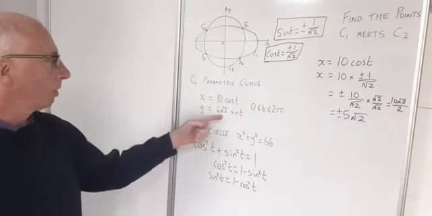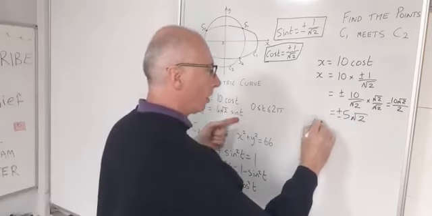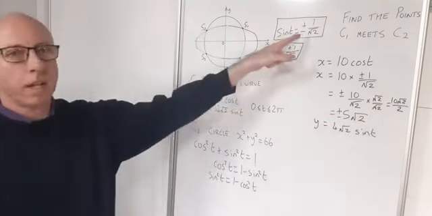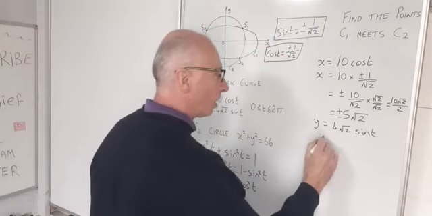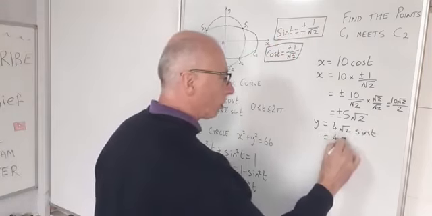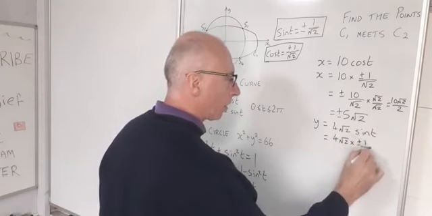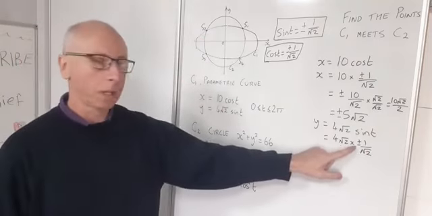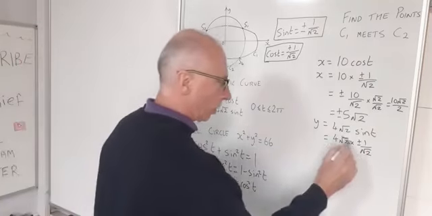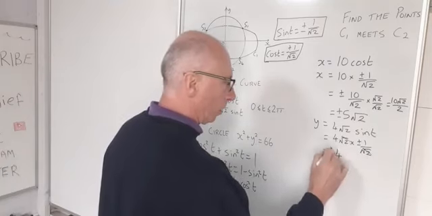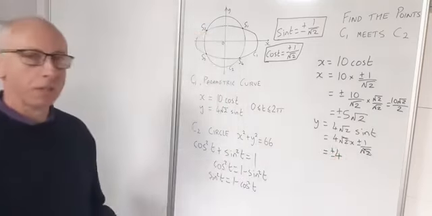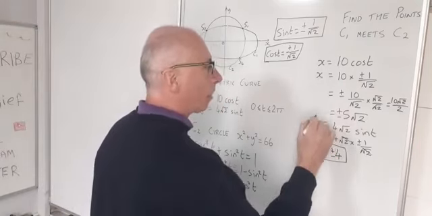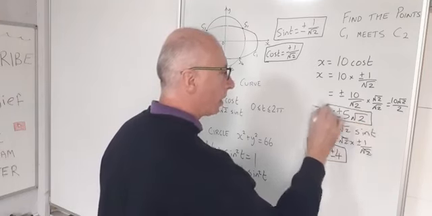And now for the y coordinate, we've got 4 root 2 sine t. Sine of t is the same, plus or minus 1 over root 2. So now we need 4 root 2 times plus or minus 1 over root 2. These are just going to cancel. So that's just going to give me plus or minus 4. So that's for my y coordinate. So that's our y. And then my x is this one here.